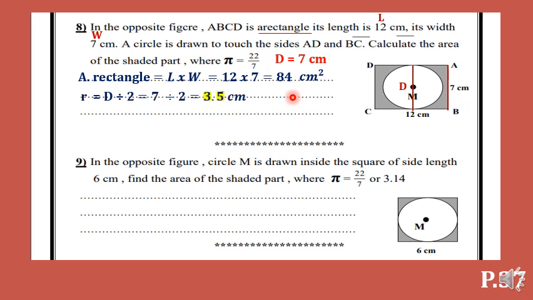And can I find the area of the circle given the diameter directly? No, we can't. We must find the radius first. R equals D divided by 2, which is 7 divided by 2 equals 3.5 centimeters. And this is the radius length. Now I can find the area of the circle, which equals pi times r power 2, 22 over 7 times 3.5 power 2 equals 38.5 square centimeters.